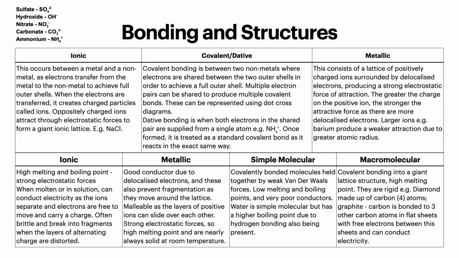Now looking at bonding and structures, there's quite a lot on here. So ionic bonding occurs between a metal and a non-metal as electrons transfer from the metal to the non-metal to achieve full outer shells. When the electrons are transferred, it creates charged particles called ions. Oppositely charged ions attract through electrostatic forces to form a giant ionic lattice.